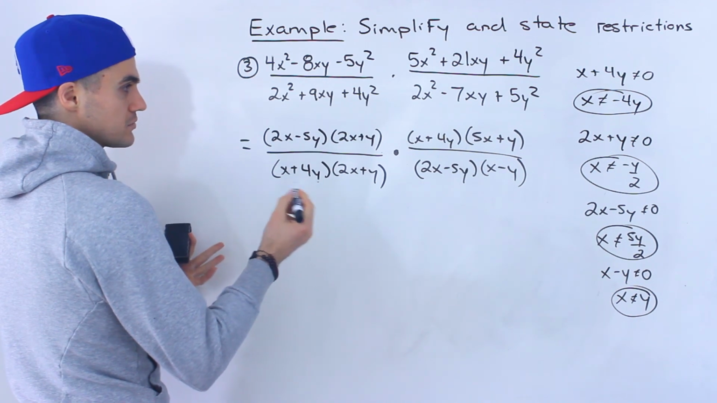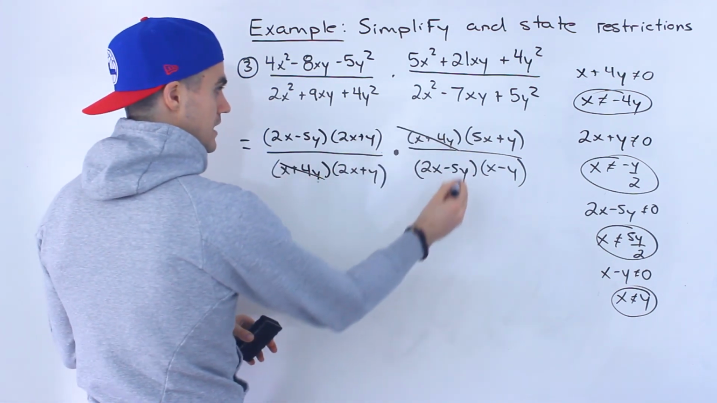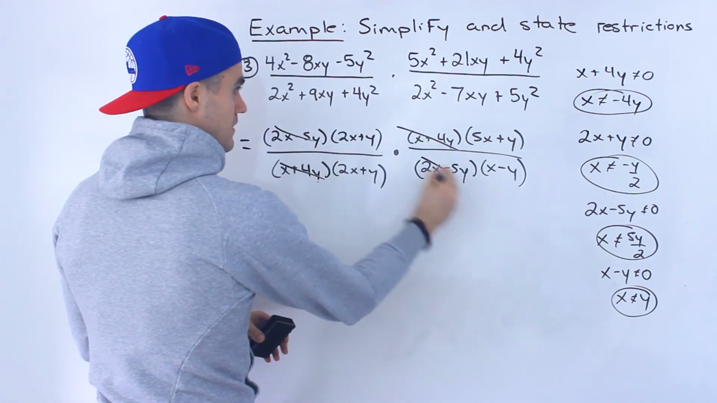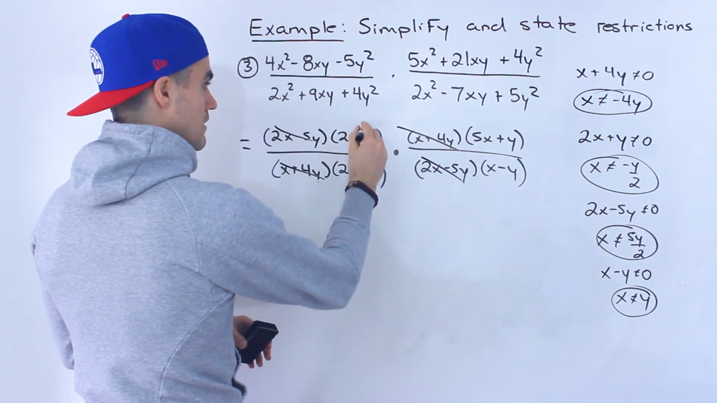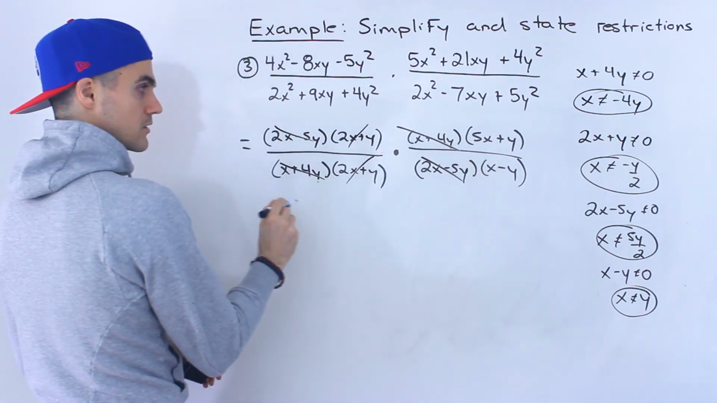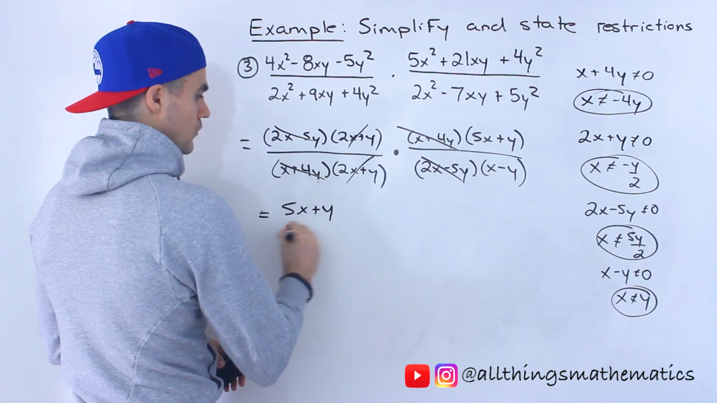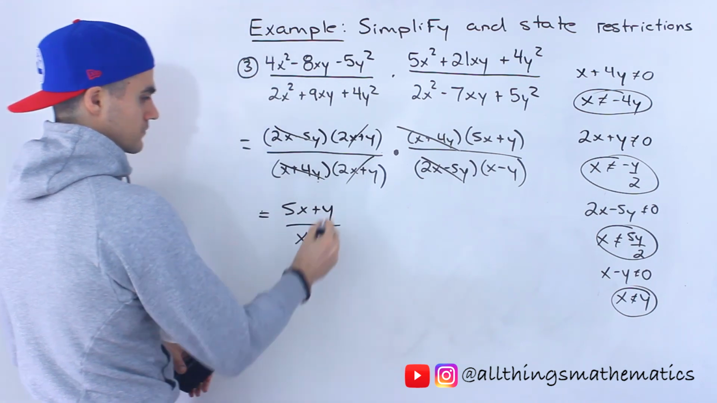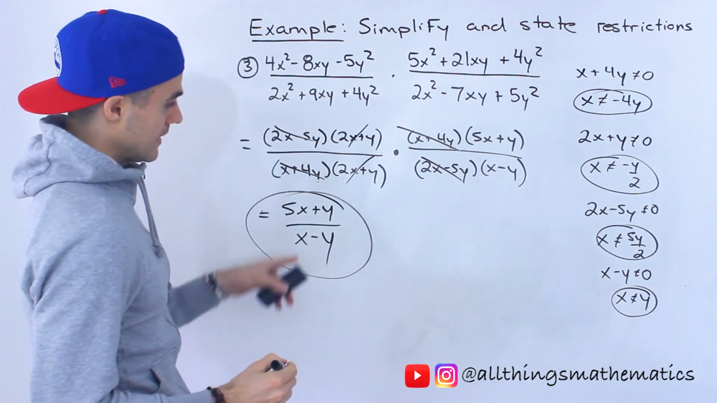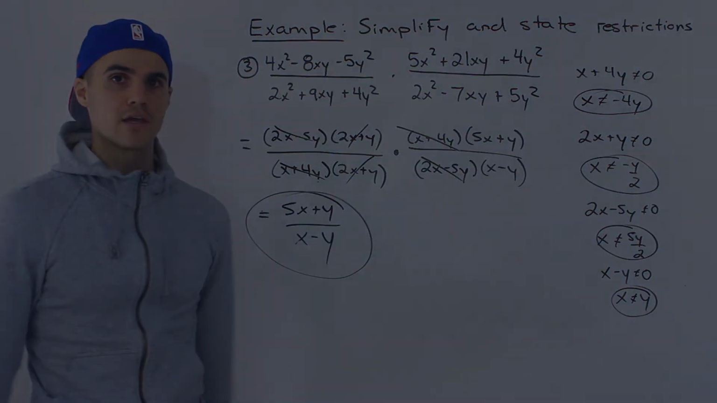And now you just simply look what can cancel out. So notice this and this cancel out, this and this cancel out, this and this cancel out. So we're just left with these two terms, right? Yeah, 5x plus y over x minus y. So that there is the final answer. That's the simplified expression. Those are the restrictions.